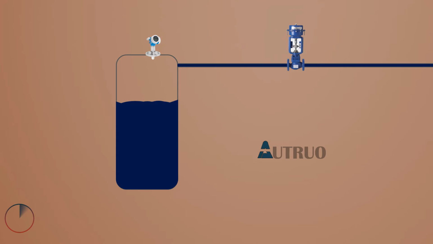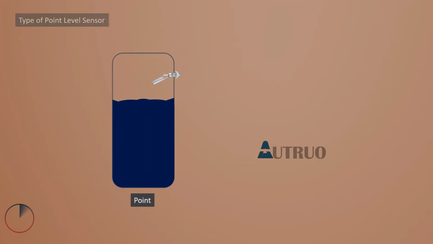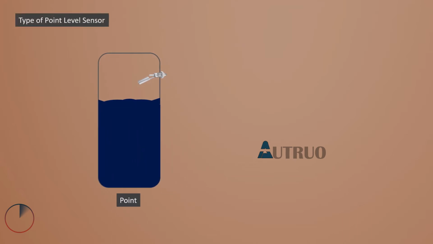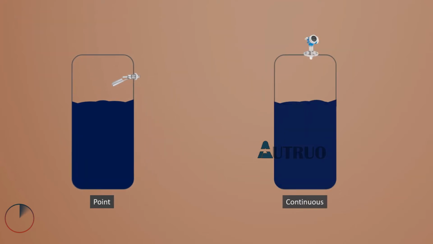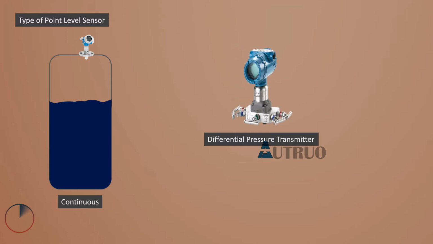Now let's look at the types of level instruments that we have. We will be starting with point measuring sensors. Examples of point measuring instruments are optical, capacitance, conductivity and floating switch. Continuous level sensors, on the other hand, are ultrasonic level sensor, radar level sensor, and differential pressure transmitter, Delta P.